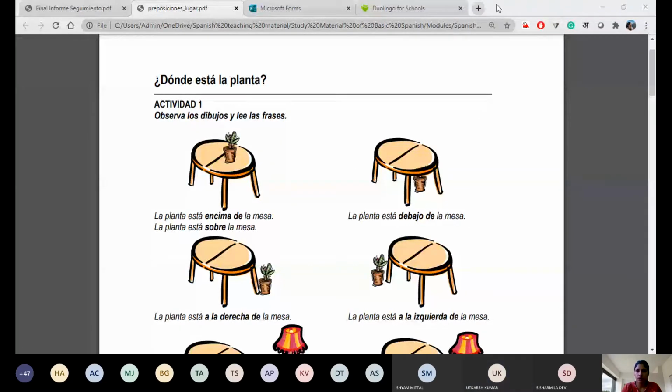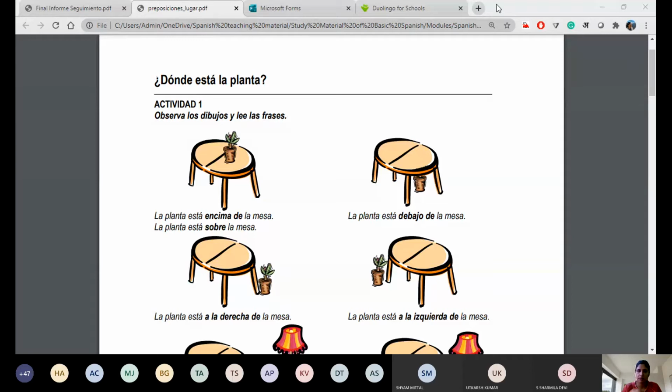So in place of la gato, you can make it el gato or la gata. There is a male cat and there is a female cat. Okay, ma'am. El gato or la gata. Vale. So you have to make it el gato. Vale. Let me ask someone else.